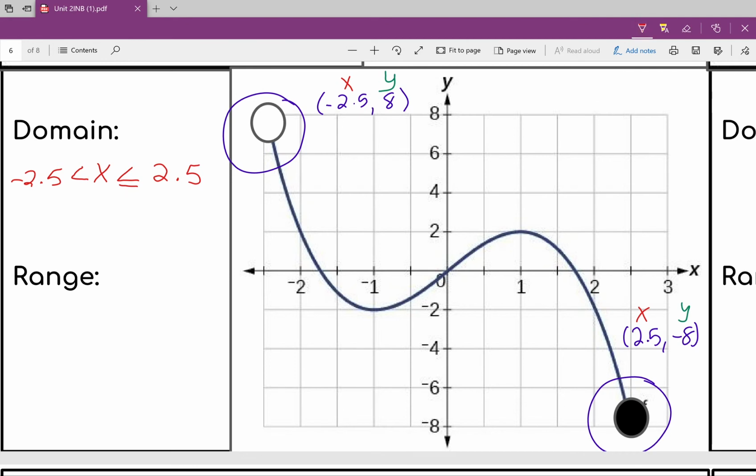Okay, we have one more. Let's look at our range. Our range is going to start with our smallest y value. We have 8 and we have -8, so our smallest y value is -8. Since that -8 is on a closed dot, that's going to be less than or equal to y because it's range. And then our 8 is on an open dot, so that's going to be less than 8. So that is our domain and range for this function.